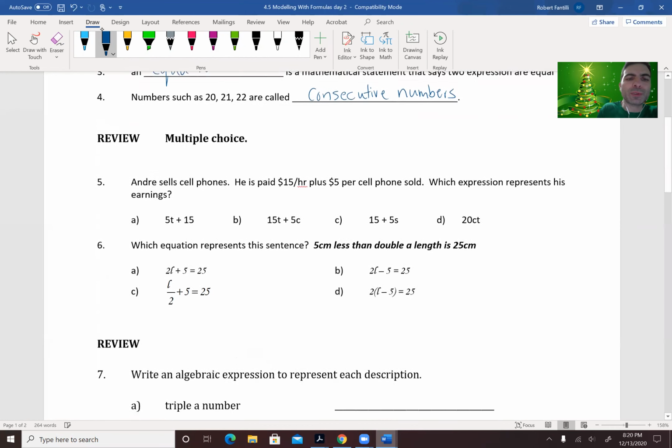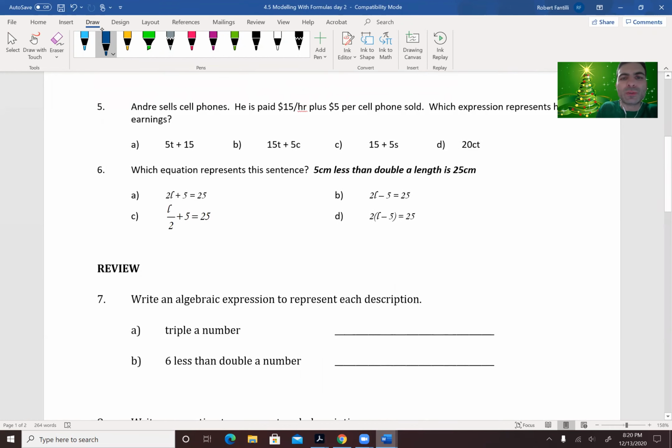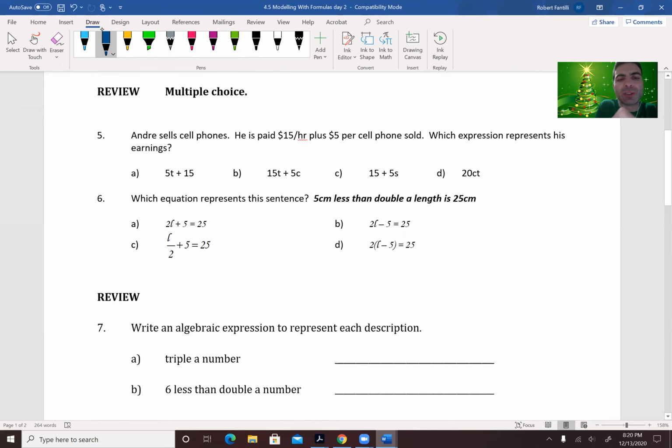All right, multiple choice. Here we go. Andre sells cell phones. He's paid $15 per hour plus $5 per cell phone sold. Which expression represents his earnings? So the way I like to do these is just try and come up with my own algebraic expression and then see if there's one that matches it. So it's $15 per hour plus $5 for each cell phone sold. So like 15H plus 5C. So this one doesn't have anything next to the 15. So this answers out automatically.